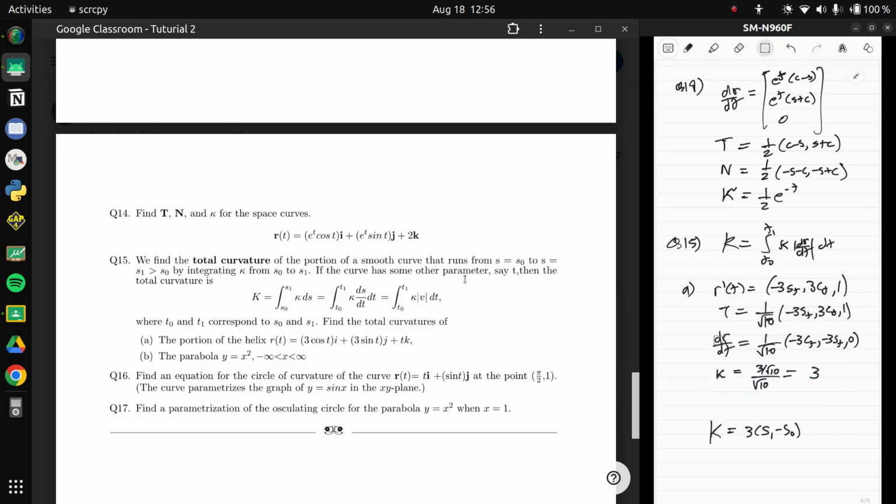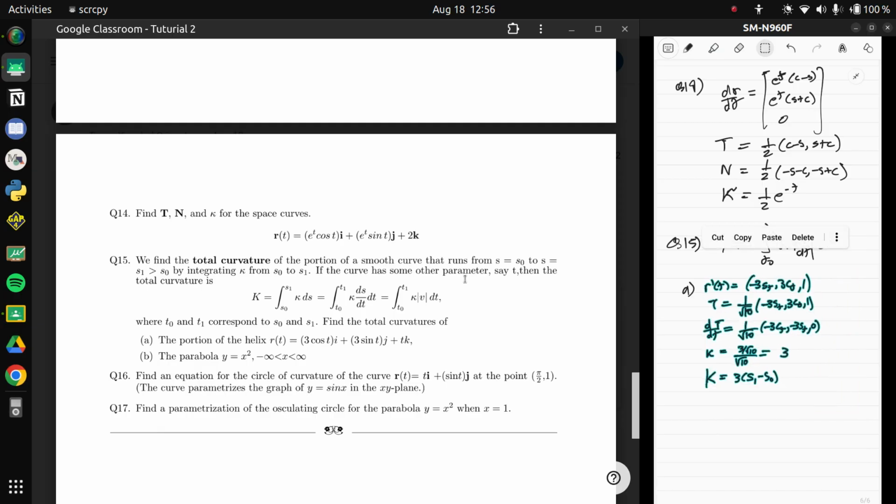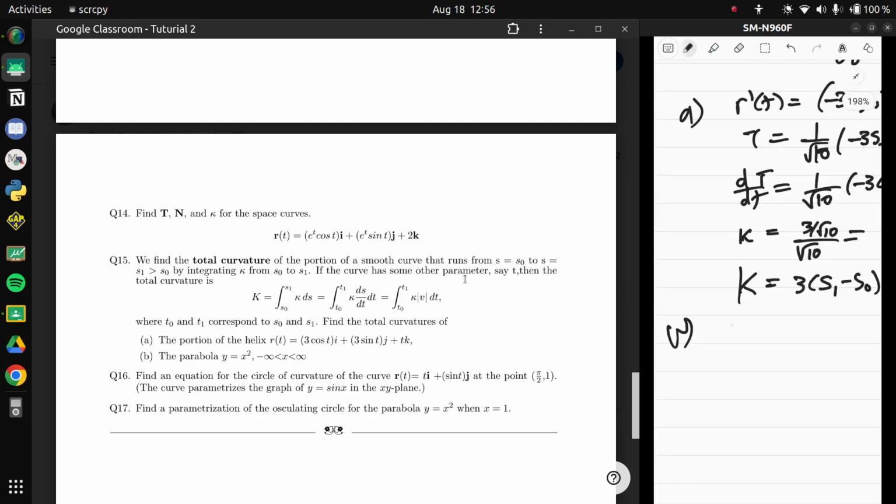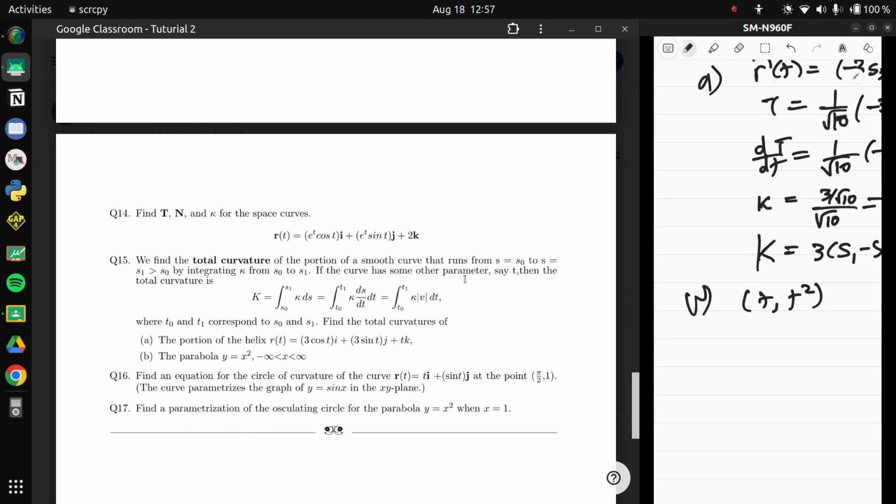This is not dr, by the way, it's d tau. Yeah, I'm just gonna switch that. So b is this thing, so just t comma t squared essentially, from negative infinity to infinity. Ooh, that's gonna be very weird actually, but anyway, so that's your r.